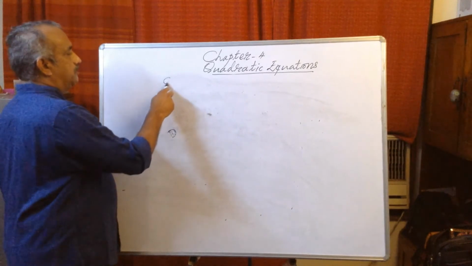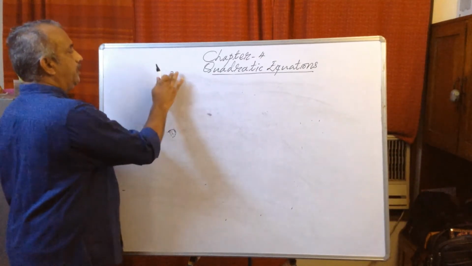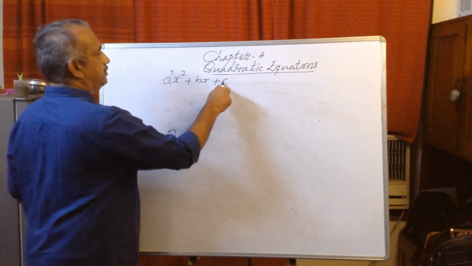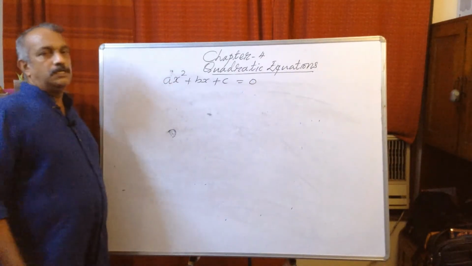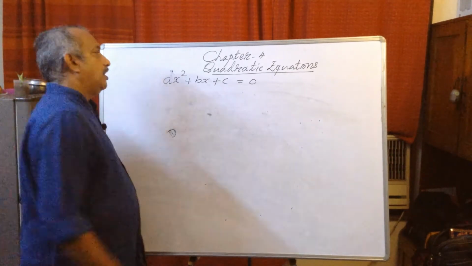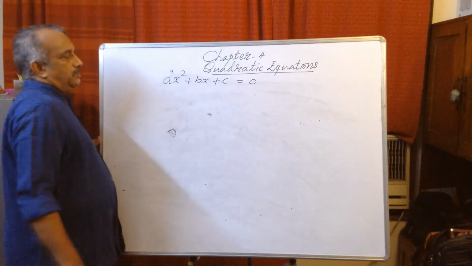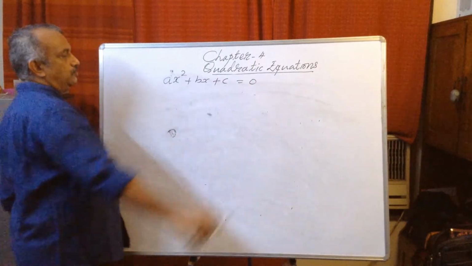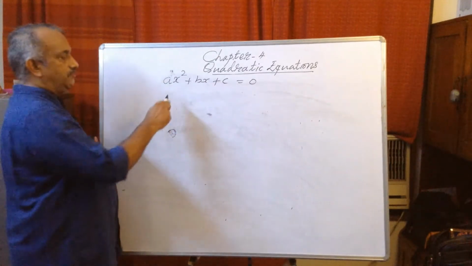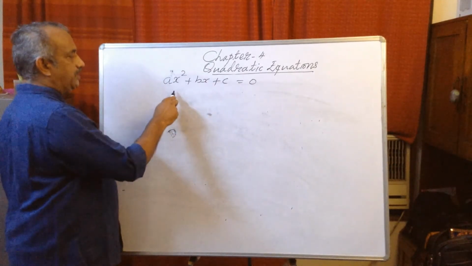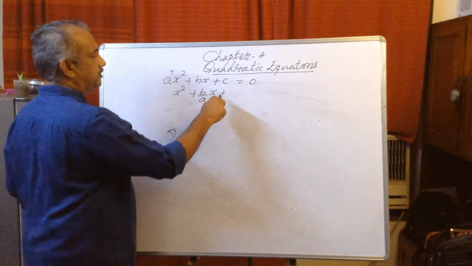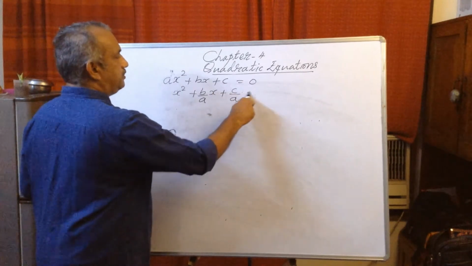So ax square plus bx plus c is equal to 0. This is the standard form of a quadratic equation. So what we'll do, I'm going to divide throughout by a. I have to make it a perfect square. So here in this case I am doing division only. So here a will get cancelled. x square plus b upon a x plus c upon a is equal to 0.